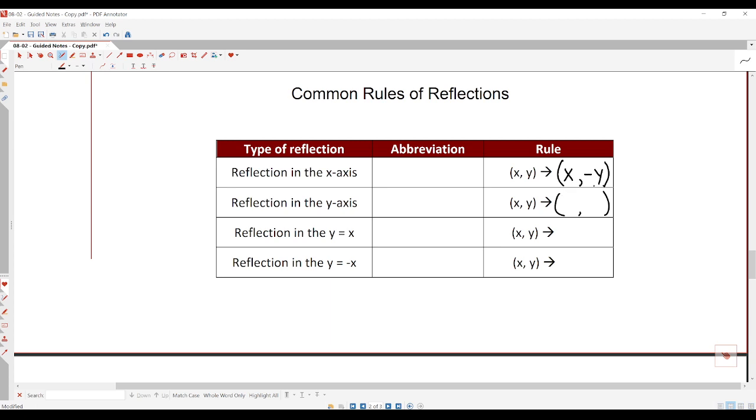If you reflect it in the y-axis, we won't walk through that example, but it's the same effect. It's the x coordinate that's the opposite, and the y coordinate stays the same.